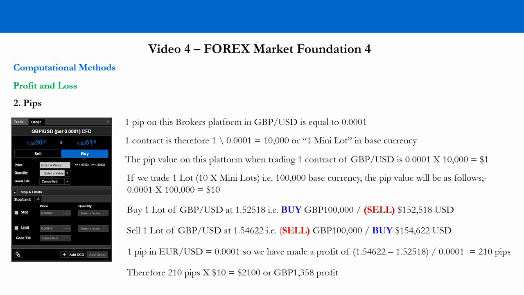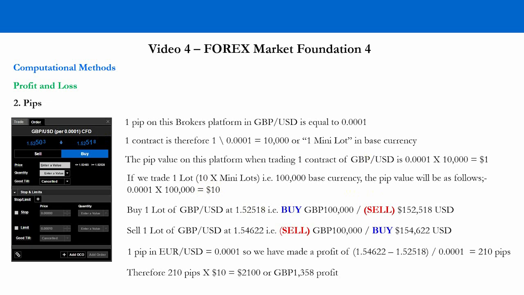It will be $0.0001 times 100,000. So we're basically just multiplying the pip value in dollars by 10. And you'll see that the pip value as well, in all cases, is denominated in the quote currency.